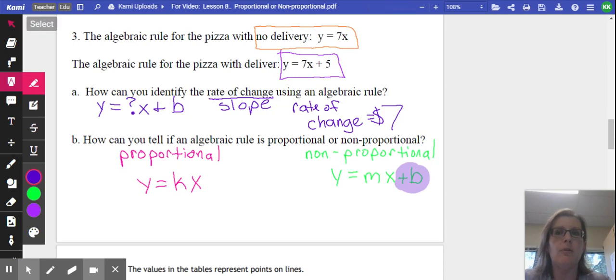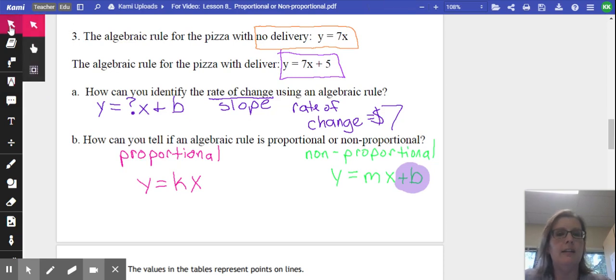And next, you are going to check to see if some relationships are proportional or not. So next, you are going to be using these 3 skills to practice.